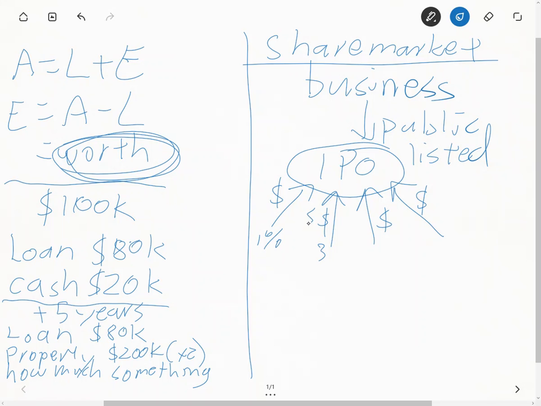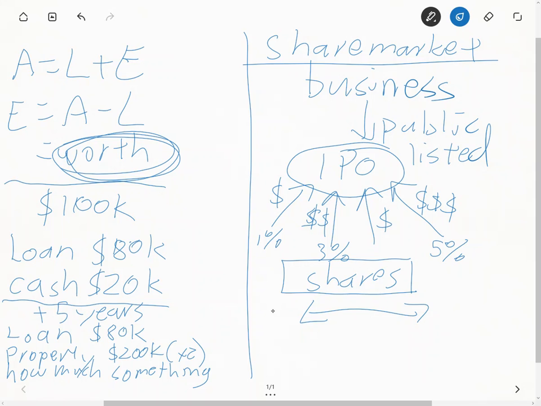Or this guy, he might put in a bit more money, etc. And people get a certain stake in the business, right? So once that happens, then the shares are then traded on the share market. Okay, and you can buy and sell these shares every weekday or every trading day that the market is open.